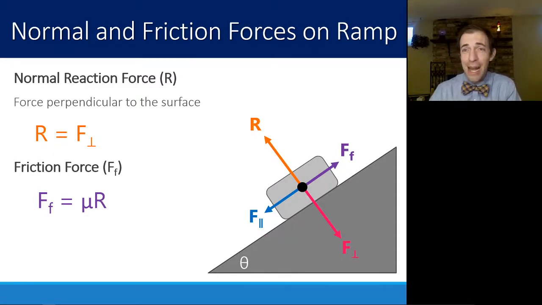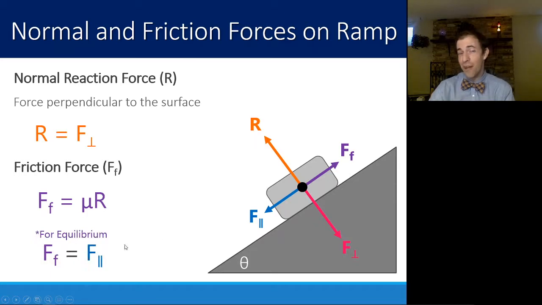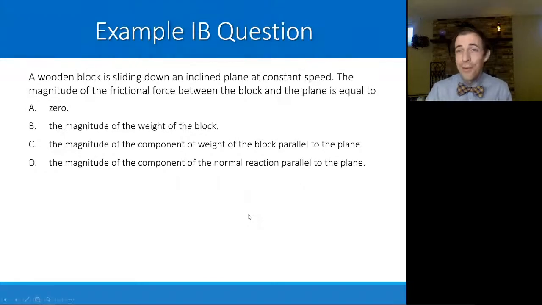Now, one last interaction that is possible is if you find out that this object is either not moving or not accelerating, so it's moving at a constant speed. If that's the case, we know that no acceleration means no net force, and R and F perpendicular are already canceling each other out, which means that FF and F parallel would have to cancel out as well. So if you know that the object is in equilibrium, it's either not moving or it's moving at a constant speed, these two have to cancel each other out. And we've seen that in old IB exams.